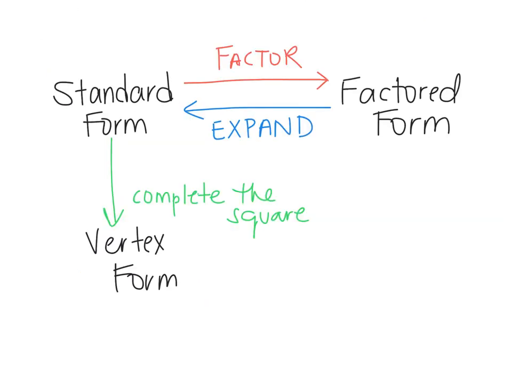So to summarize, we now know all three formats of a quadratic equation: standard form, factored form, and vertex form. If you want to convert an equation in standard form to factored form, you are going to factor the equation. If you have an equation in factored form and you want to turn it into standard form, you can simply expand or FOIL your factored form equation. If you have an equation in standard form and you'd like to turn it into vertex form, you will then have to complete the square, and that's the process that we focused on in today's video.